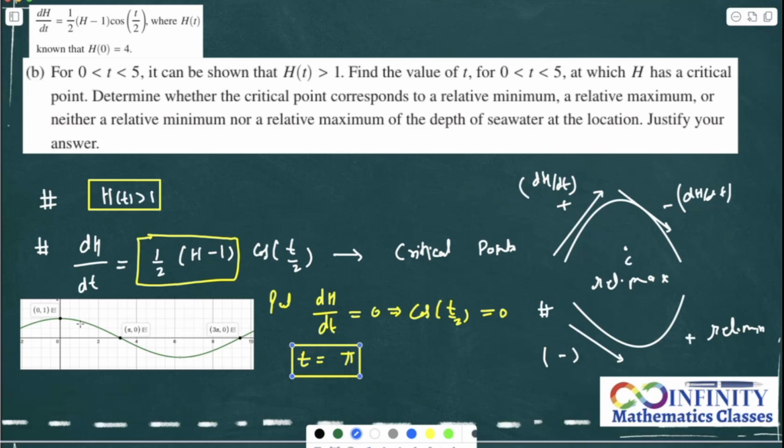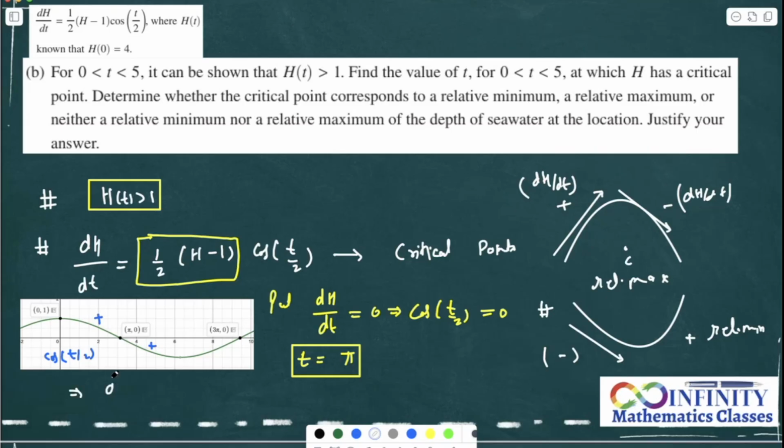This is basically cos t by 2. Cos t by 2 is positive on the left hand side and negative on the right hand side of pi. Can you please check? This is the graph of cos t by 2. Right, so I can use this graph.